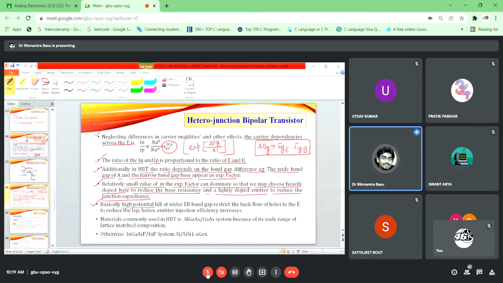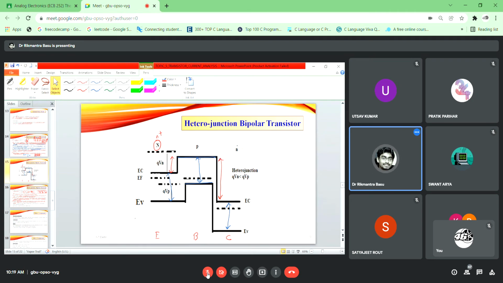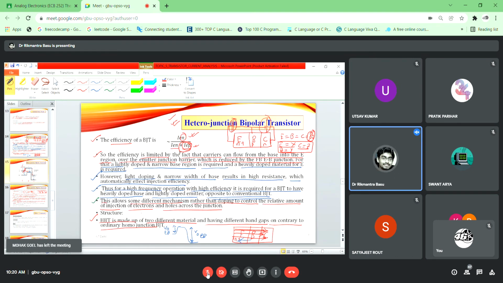So basically, a high potential hill at the wider emitter-base band gap restricts the backflow of the holes to the emitter to reduce the IEP. So even without the application of forward biasing, because forward biasing only reduces this potential height, now structure-wise you have created a huge band gap. So what happens? The majority holes flowing backward, in the normal active mode, the backflow from base to emitter is restricted. If the backflow is restricted, that means this IEP term will become negligible, and IEN by IE, the injection efficiency, will be towards 1.